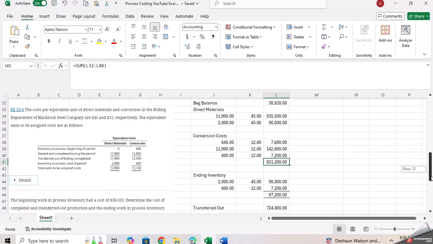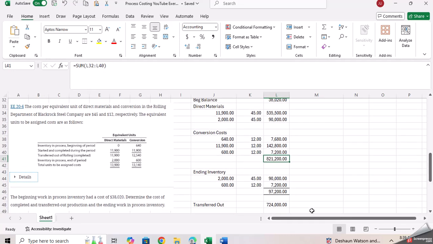And then our ending inventory is the 2,000 at the $45, the 600 at the $12. So then I've just picked out the ending inventory only. That's going to be valued at 97,200. And then the difference is going to be transferred out. So the 821,200 is our total, less what's left in our ending inventory. So the $724,000 needs to be transferred out.